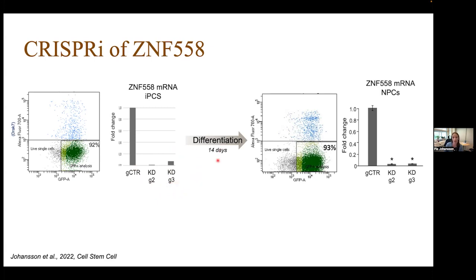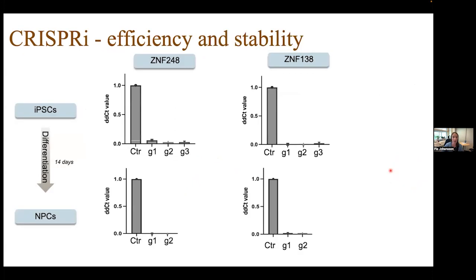And then we differentiate them for 14 days. And we can see that after 14 days, we still have 93% efficiency. And what we also see is that the knockdown is very stable, still around only 1 to 2% as assessed by qPCR. And we will actually show later that this was actually just noise coming from the system.